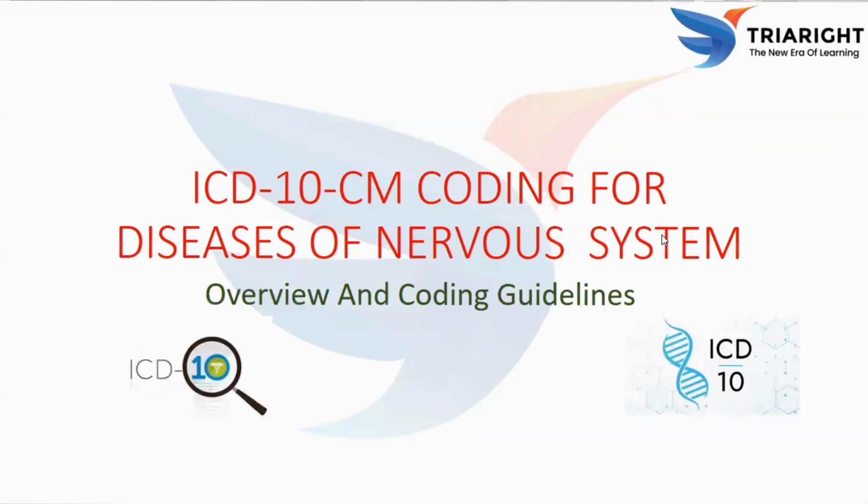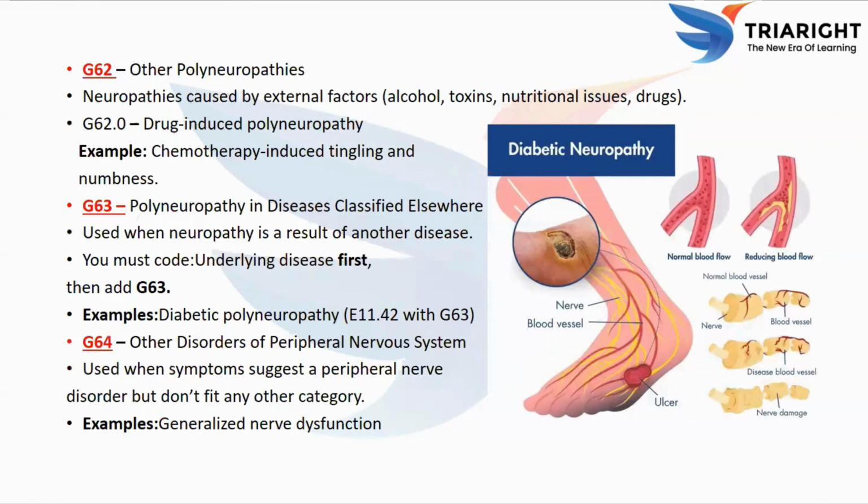I am Srija. So today in this session we are going to learn about some of the ICD-10 classification for the diseases of the nervous system. So coming to code G62, G62 is for other polyneuropathies.